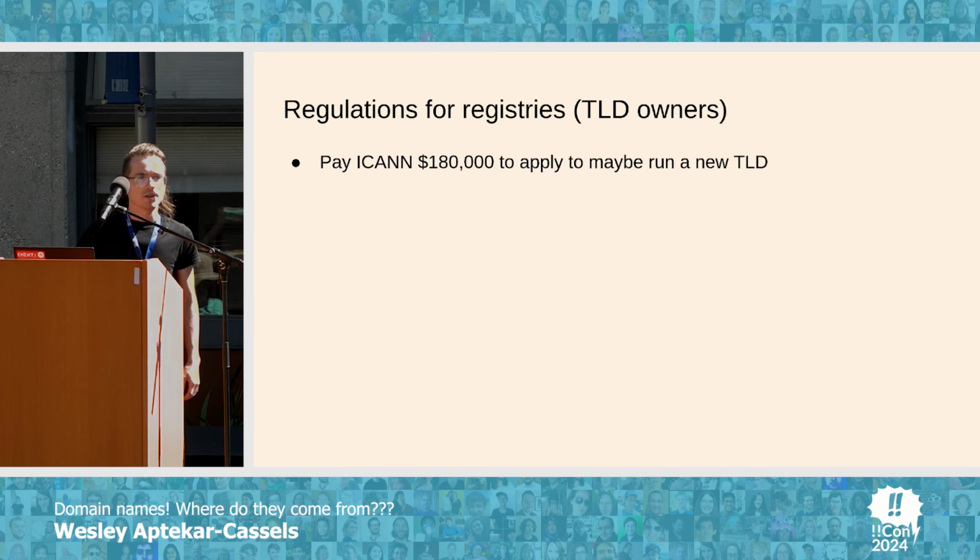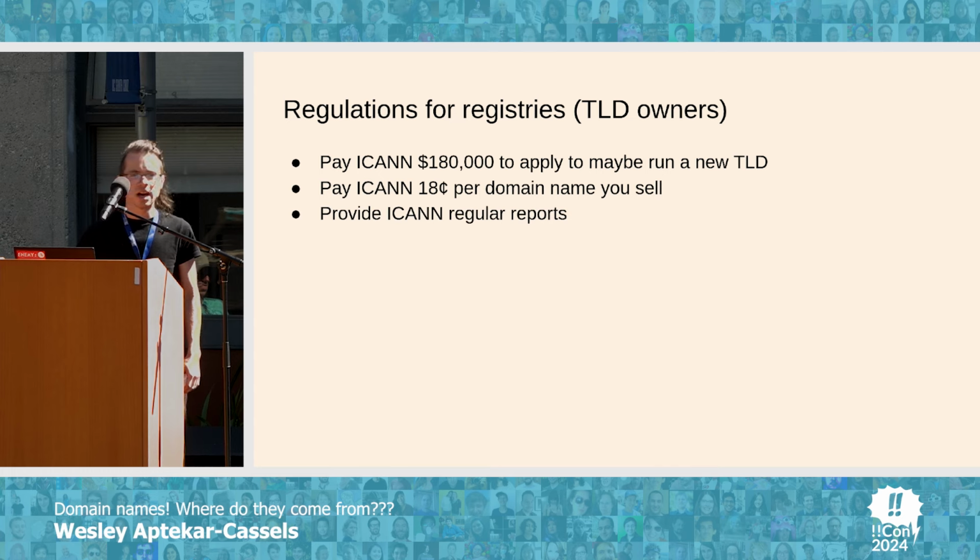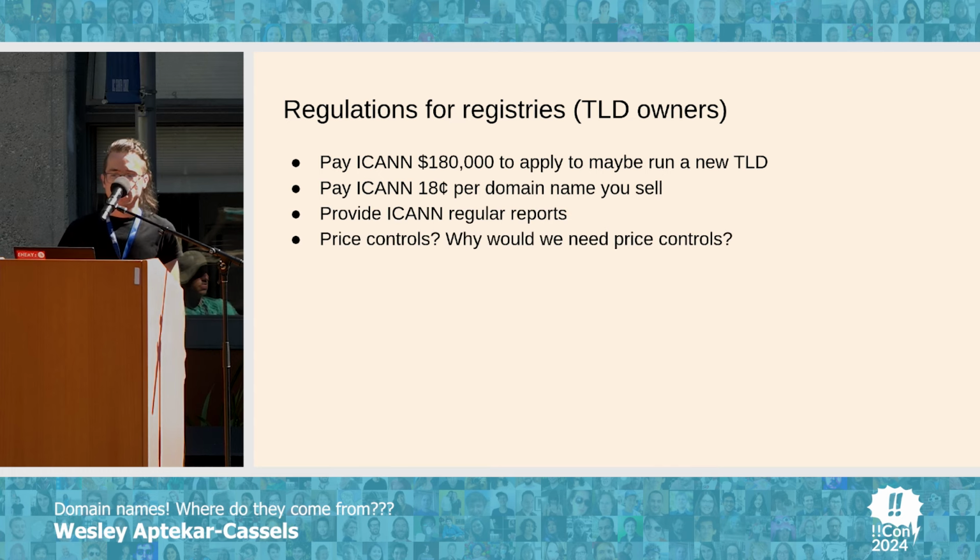So if you want to own a TLD, you can pay ICANN 180,000 US dollars to maybe get to own one. This is an application fee. You don't get it back if you don't get the domain. Once you've done that, though, and once they've gone through this lengthy process to decide who gets to run this, you pay ICANN 18 cents per domain name you sell. You provide regular reports. Price controls, probably we don't need to worry about those. Seems to be the current philosophy in ICANN land. I'm sure nobody will ever jack up any prices. It'll probably be fine.